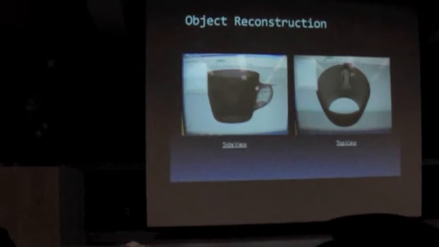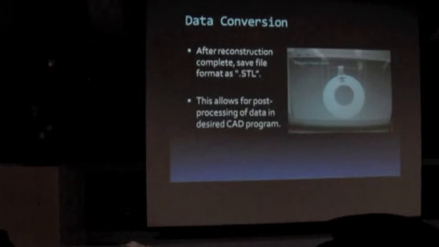This here is the reconstruction of the object that I did. I used just a general coffee mug. This here is what shows up in the software. This is the point cloud system. Once you have that information, you then convert it into a format that a CAD program can use. I use an STL file, which is a stereolithography file. This allows you to post-process data in whatever CAD program you want. I use SolidWorks, but you can use just about any program you want.